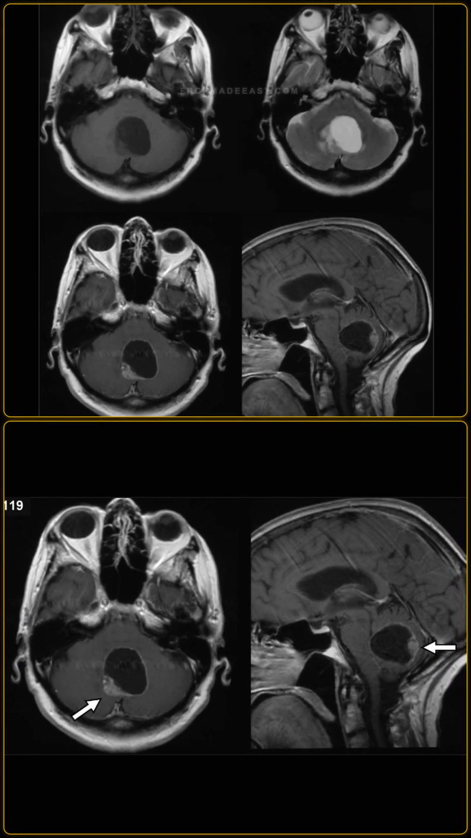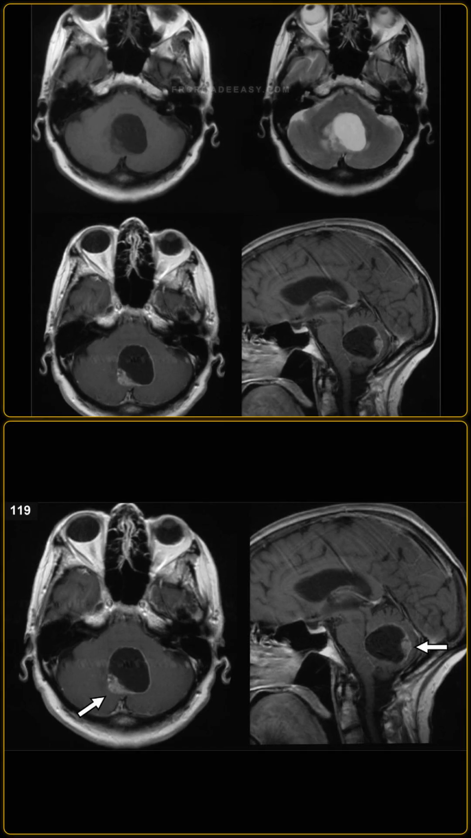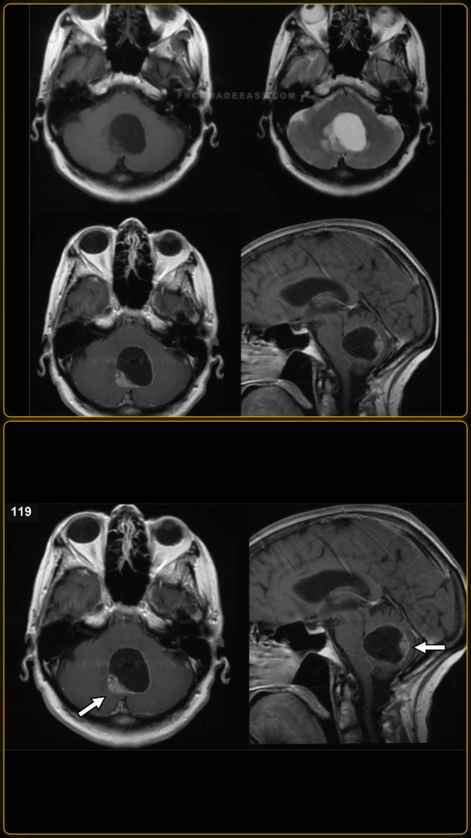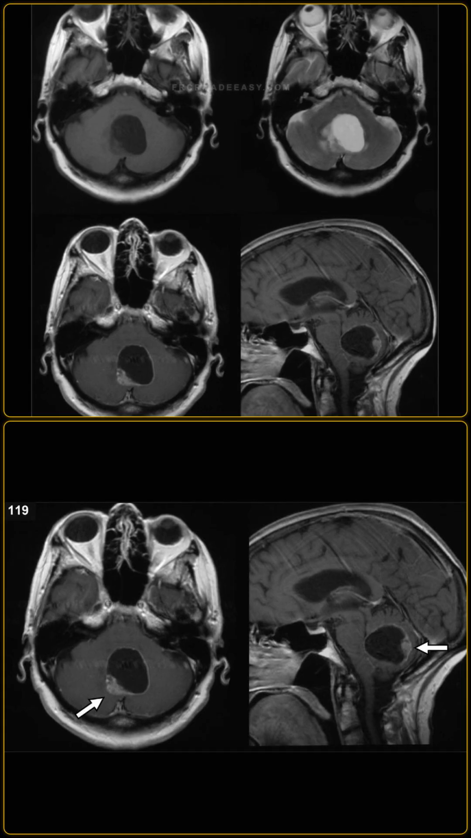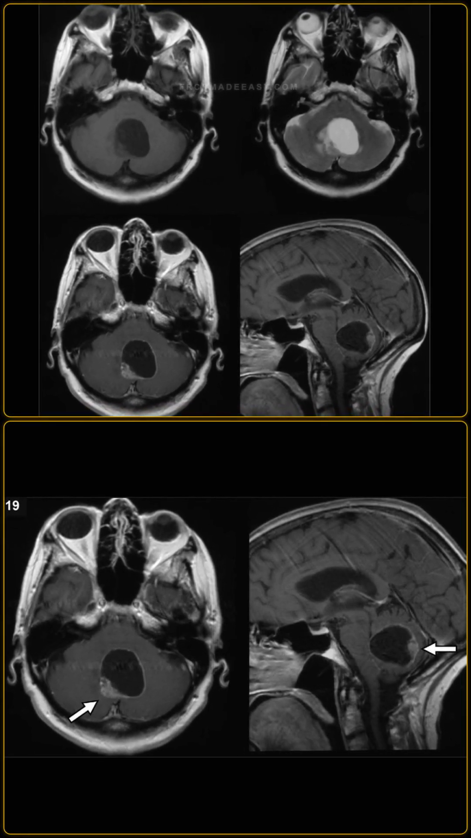As a radiologist, I would recommend a complete screening of the spinal cord with contrast MRI to rule out synchronous spinal cord hemangioblastomas. I would also recommend screening the abdomen with CT or ultrasound for renal cell carcinoma or pheochromocytoma, and refer the patient for genetic counseling.